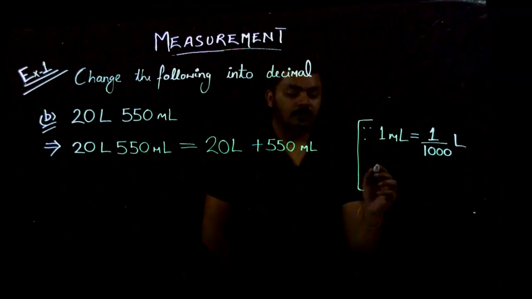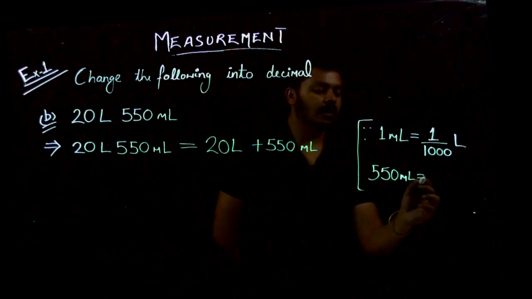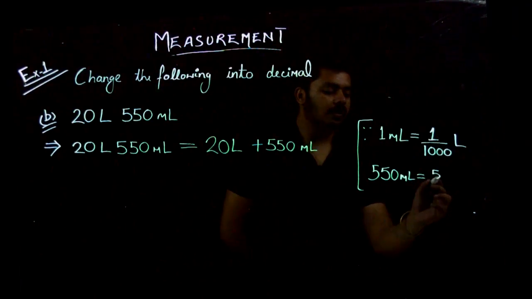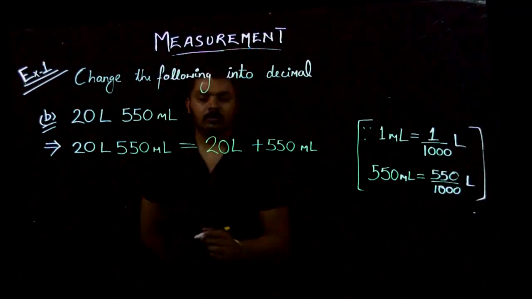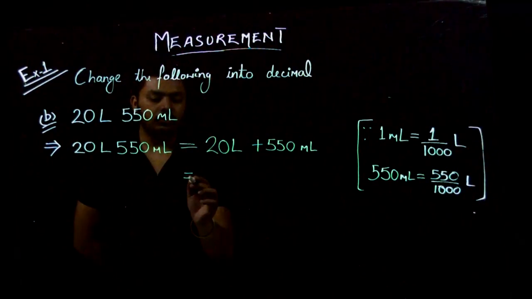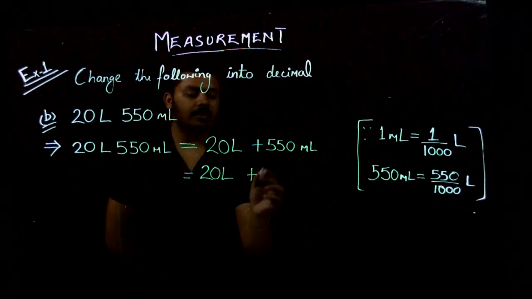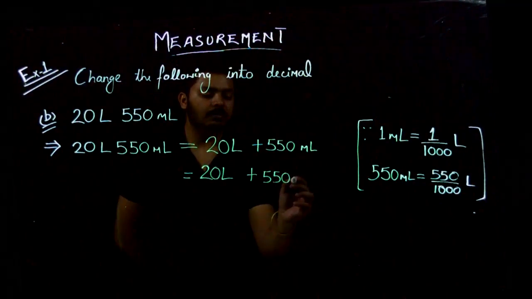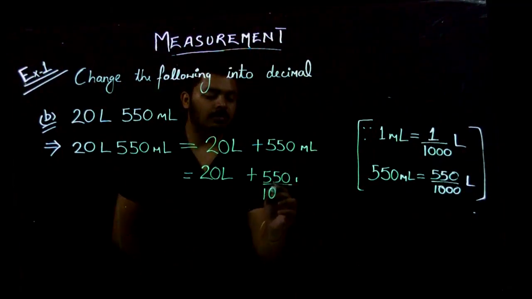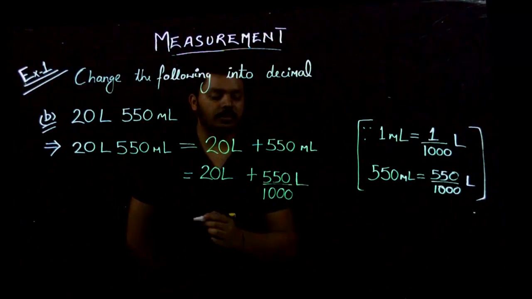So 550 milliliter will be equal to 550 divided by 1000 liter. Now let's write liter as it is and convert milliliter to liter. So divide 550 by 1000, it changes to liter.